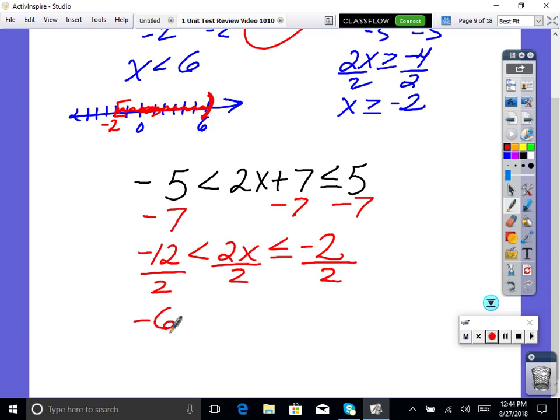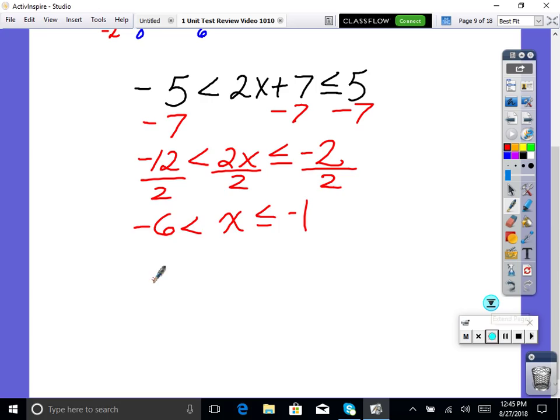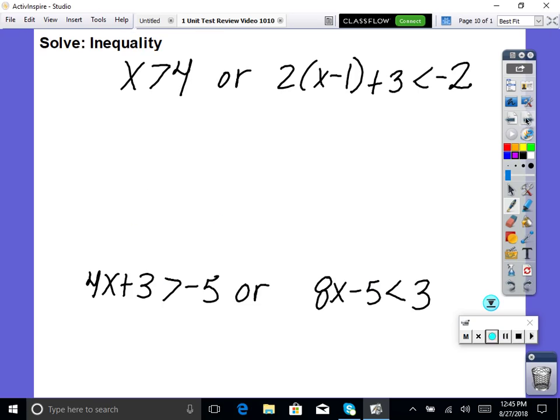So now we have negative 6. X is between negative 6 and negative 1, which if we were to graph that on a number line, here's 0. Here's negative 1, 2, 3, 4, 5, 6. Any x values between negative 6 and negative 1. Not including negative 6, but yes, including negative 1. So it goes without being said that it's the and because it was already put together.